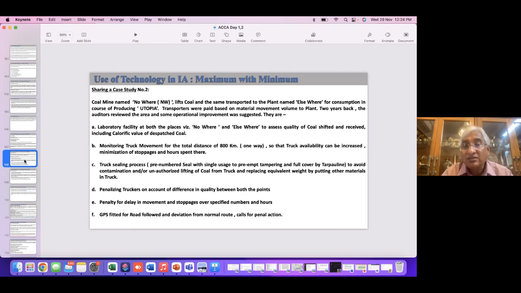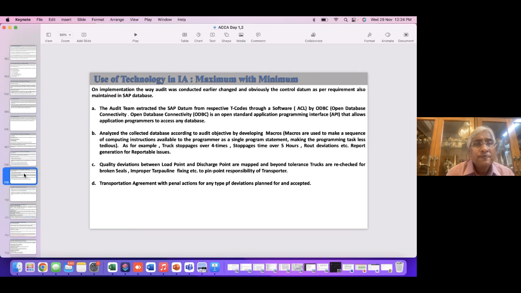So basically, the primary objective was to stop fraudulent activity by the transporters and their team. Penalizing truckers on account of difference in quality between both points, and penalty for delay in movement and stoppages over specified numbers and hours. GPS fitted for the road followed, and deviation from normal route calls for penal action. So these are the suggestions A, B, C, D, E, F from the audit and control process department. The company agreed to implement this. Now, what are the benefits accrued?